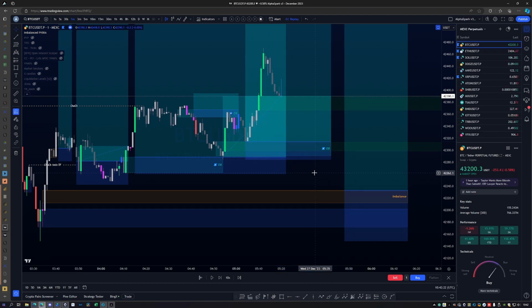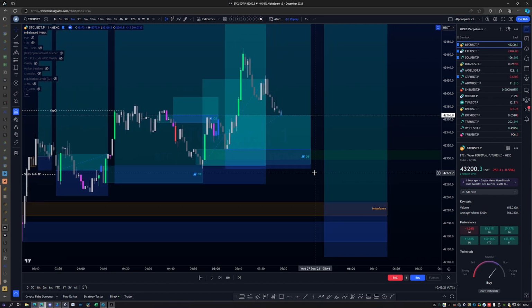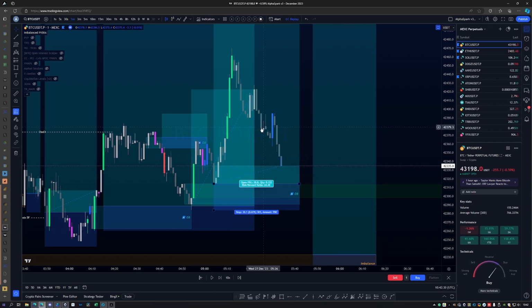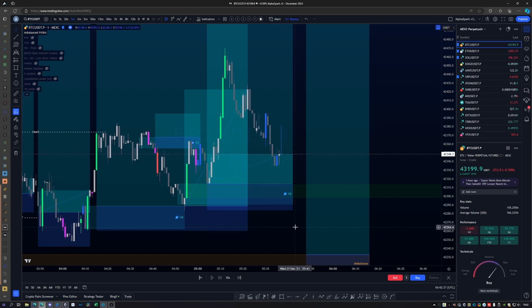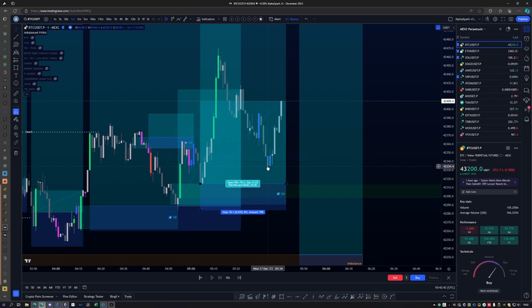He loves his fair value gaps. But continuing. I was going to say when we were here, if we were to close above, then this would be another block. And now this one is, I think, no, equal lows. I don't trust equal lows as well. But that one over there is another block.